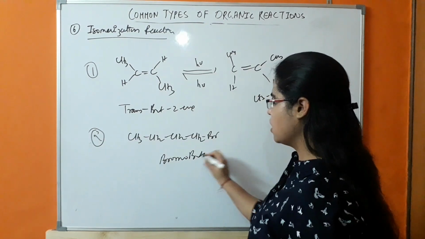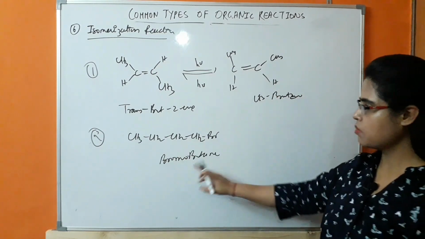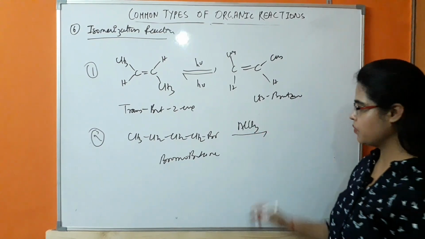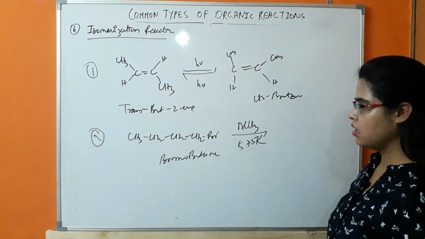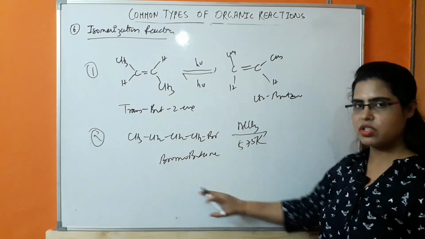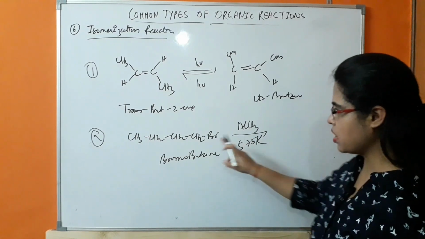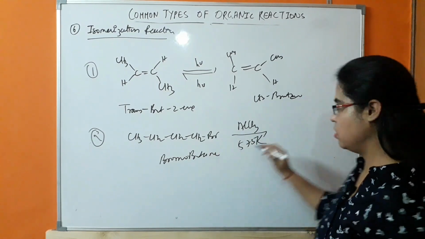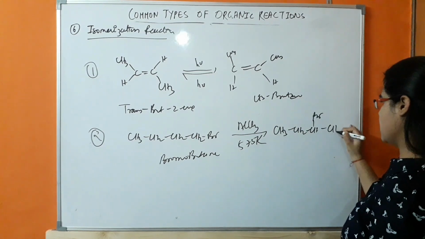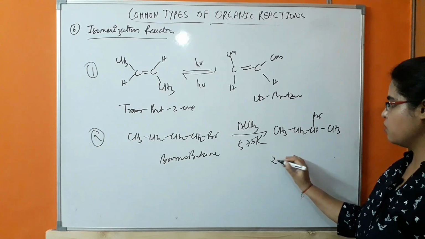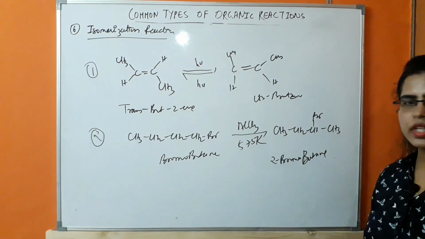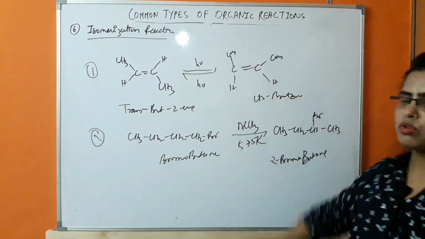bromobutane. In this case, bromine is attached to the first carbon. In the presence of catalyst, that is AlCl3, temperature 575 Kelvin, this will change into a position isomer. It means this isomer will change to another position isomer. It means the position of this bromine will change. CH3, CH2, CH, Br, CH3. This is 2-bromobutane. So this is the example of isomerization.